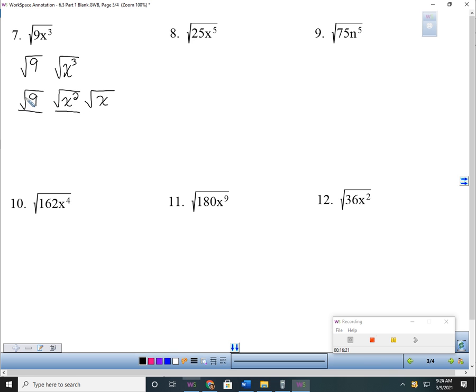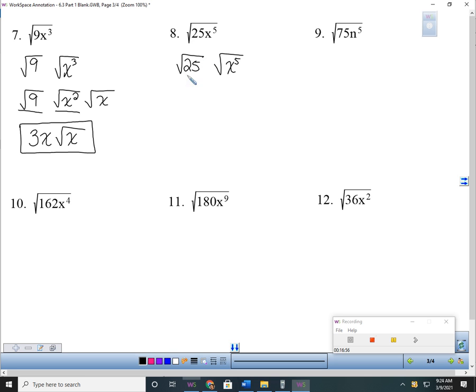So let's do those first. The square root of 9 is 3, and the square root of x squared is x, and then you have your square root of x at the back. So your calculator will not do these, okay? They'll do the number, but not the variables. Don't try to put x's in there. Okay, so let's do the number and the variable separate.